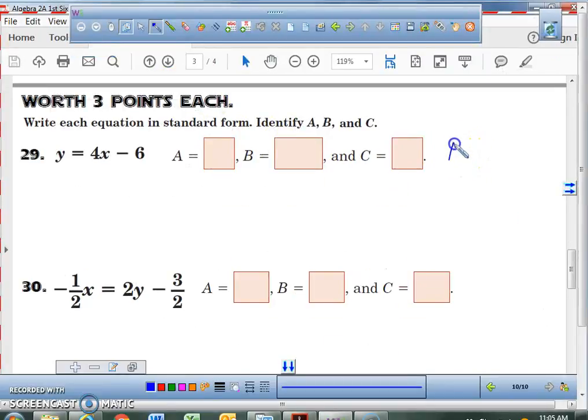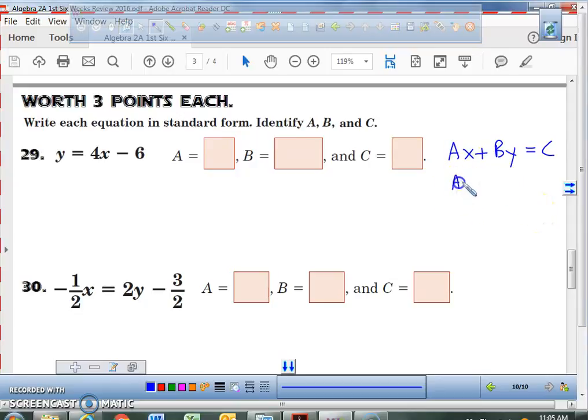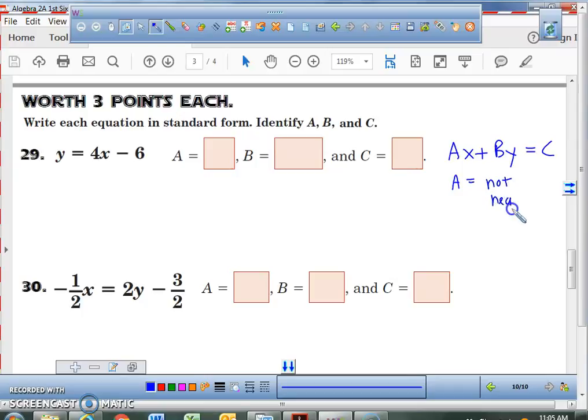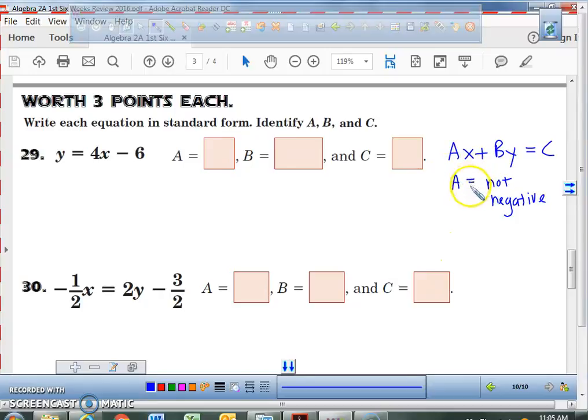Alright, number 29. We need to get it into standard form. Here's your review of standard form. Ax plus By equals C. Remember, your A value better not be negative, people. Not negative. So think of it: A cannot be a teenager.